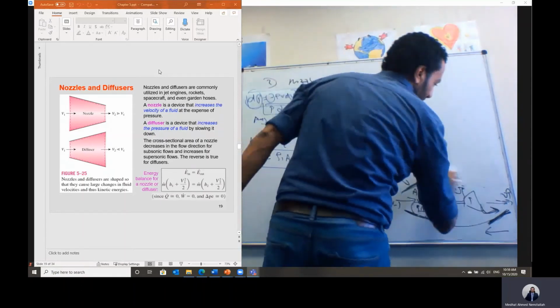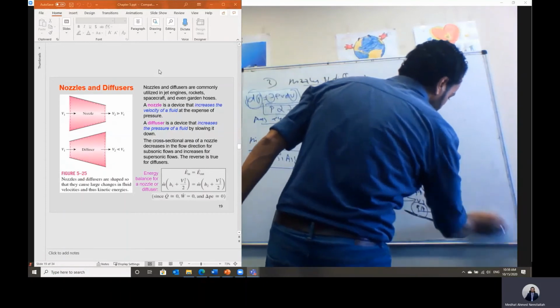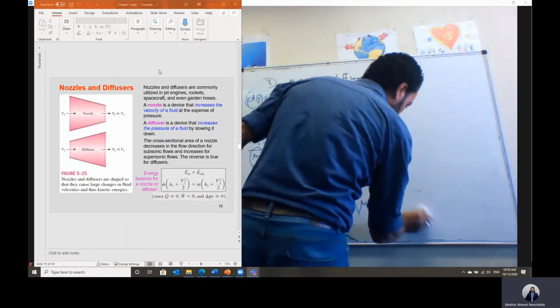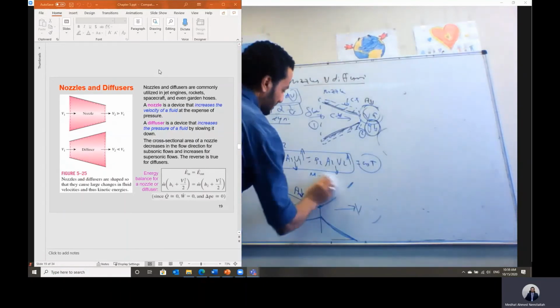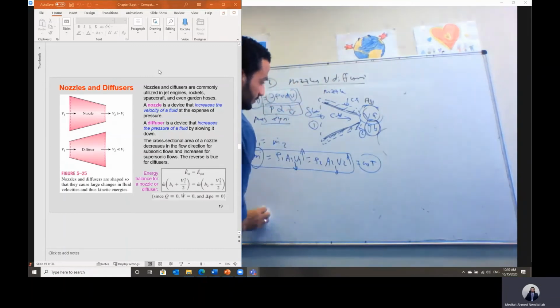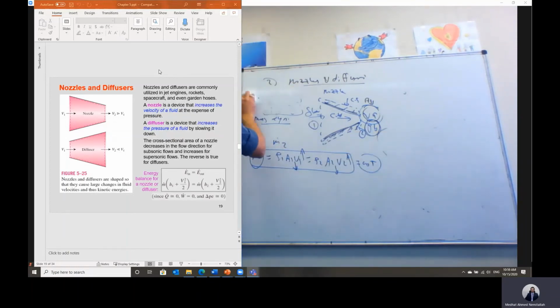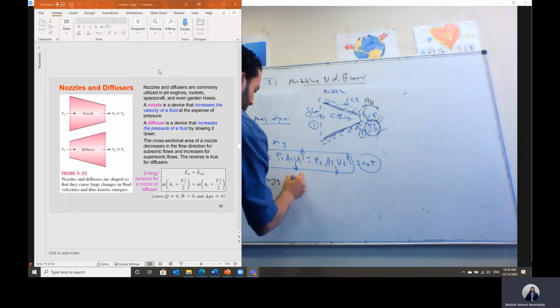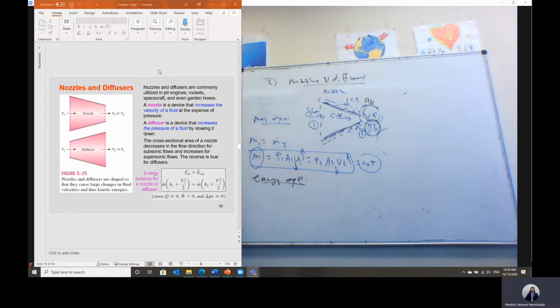Let's develop the equation. We have developed the mass equation: m dot inlet will equal m dot outlet, for the nozzle and also for the diffuser in this case. This is the mass equation. And let's develop the energy equation, or the first law of thermodynamics, for the nozzle and diffuser.